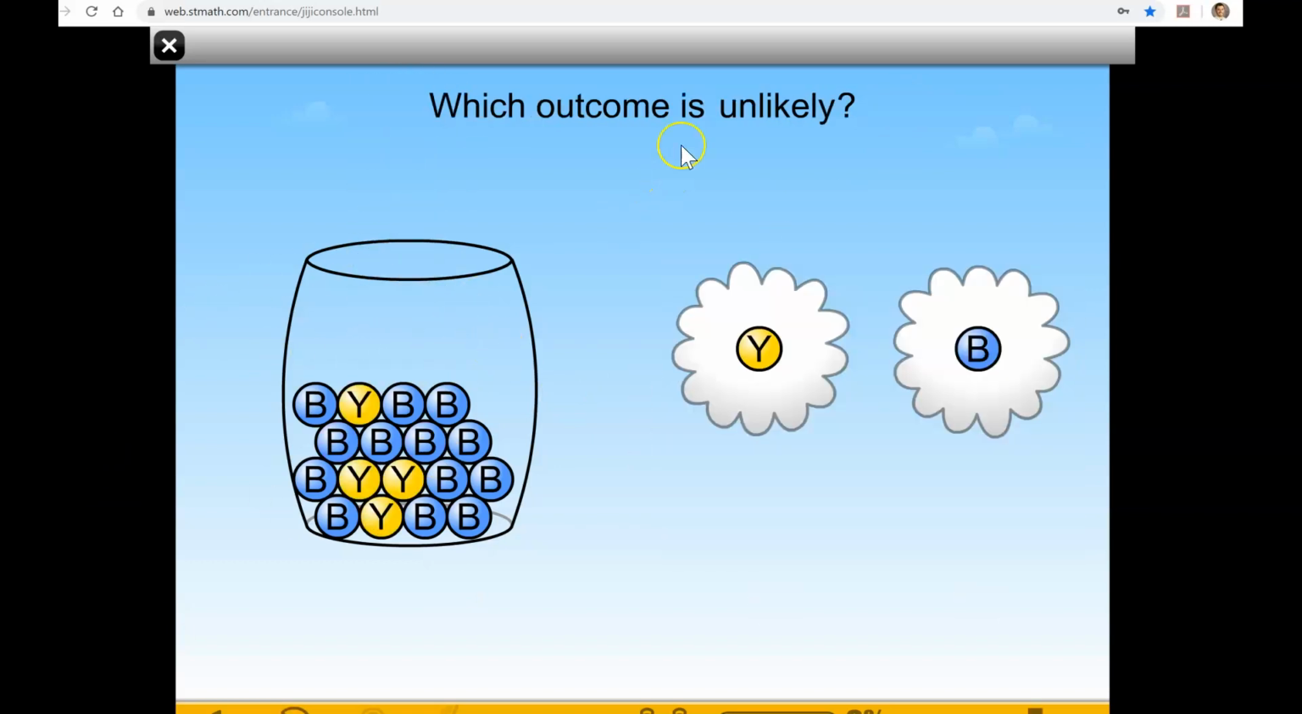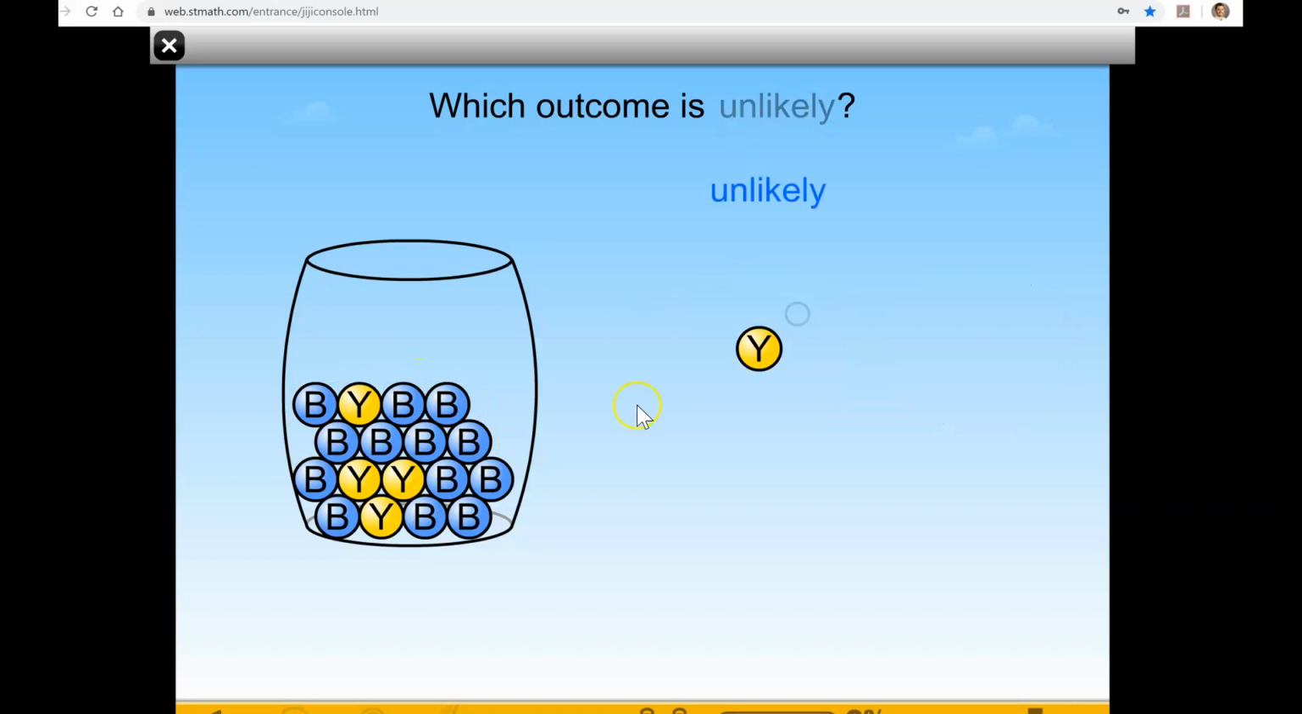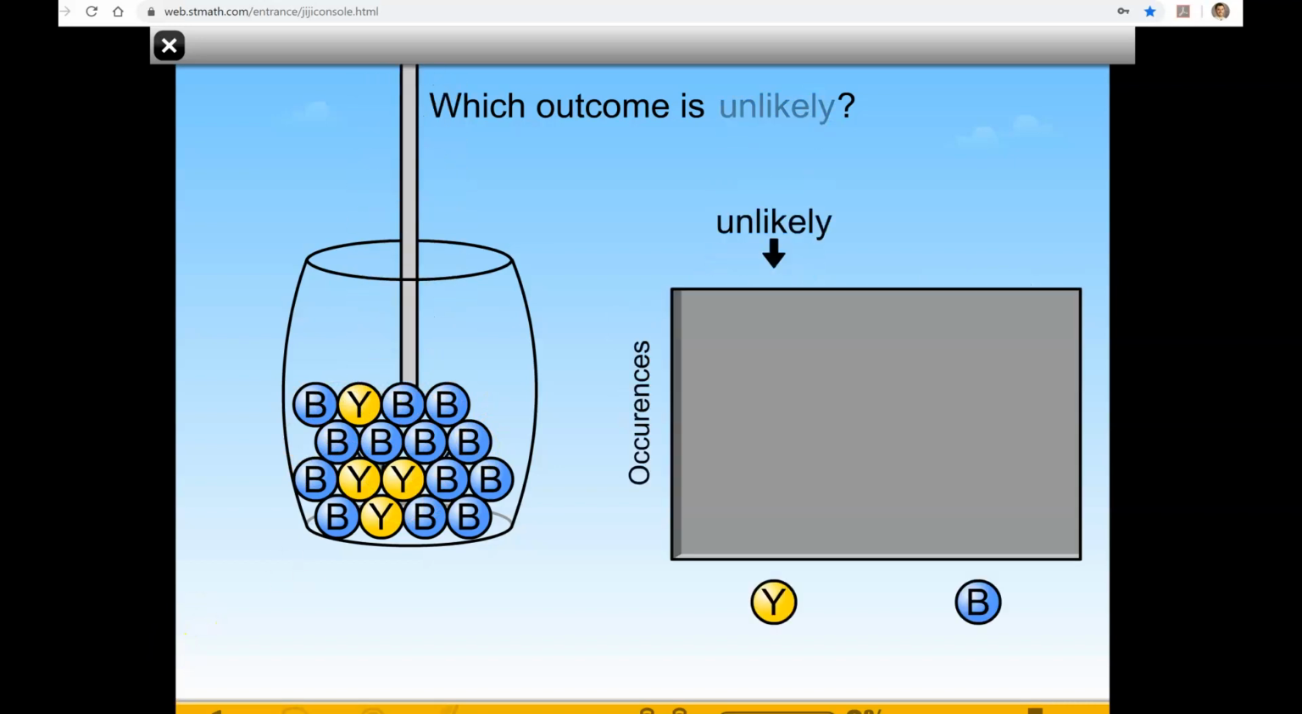And lastly, level 4, you're going to get problems like this again. What's likely, unlikely? Which one is unlikely here? Well, you have way more blues than you do Y, so Y is unlikely. Let's see if I can get to a trickier problem here.